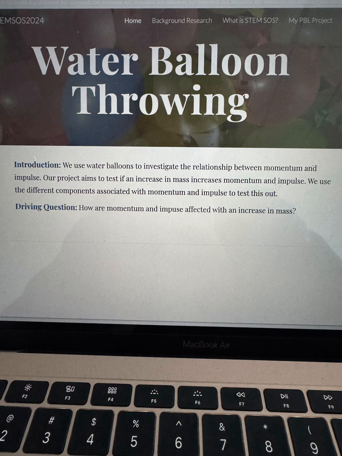Our project covers the topic of impulse and momentum. For our project specifically, we will be testing our topic using the following materials: water balloons, water, a scale, a permanent marker, a measuring tape, and tape. Here's a picture of our materials.